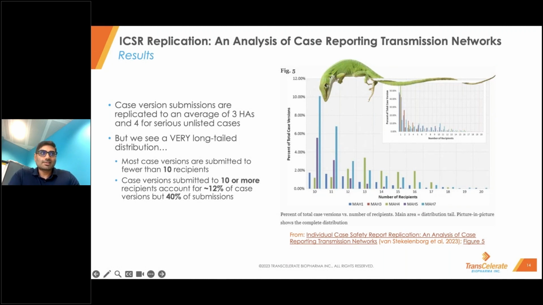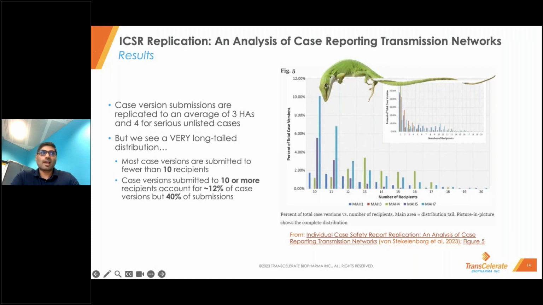The graph on the right-hand side represents figure 5 from the publication. On the x-axis, you have the number of recipients, i.e. the total number of health authorities who received a case version. And on the y-axis, you have the total percentage of case versions. From this graph, we derive 2 key points.